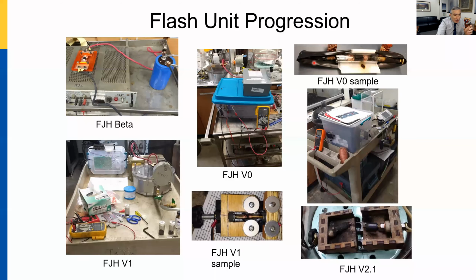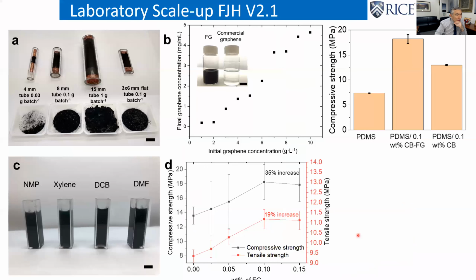And then we found we could buy little vices from Amazon. This is a little vice that you buy from Amazon to do this. And then that went to flash version 1, and then flash version 2, which I showed you before. On that flash version 2, we could go up to a 1 gram batch. If you take commercial graphene and suspend it in solution and then centrifuge, everything comes out. Not with our stuff. It's much better suspended.